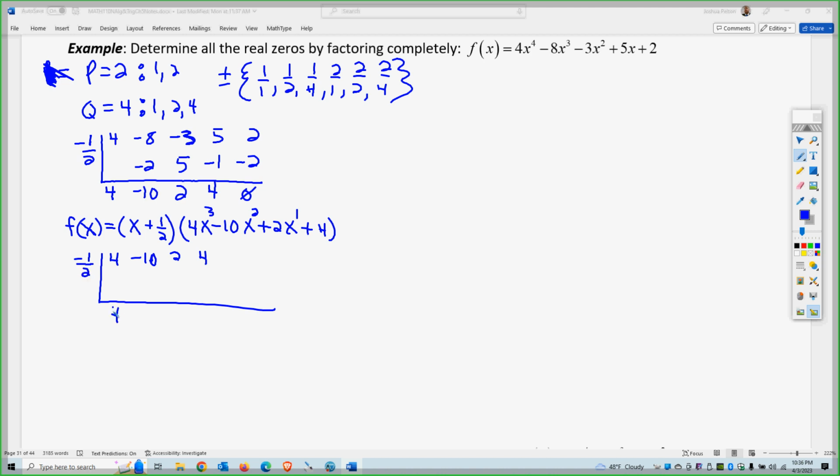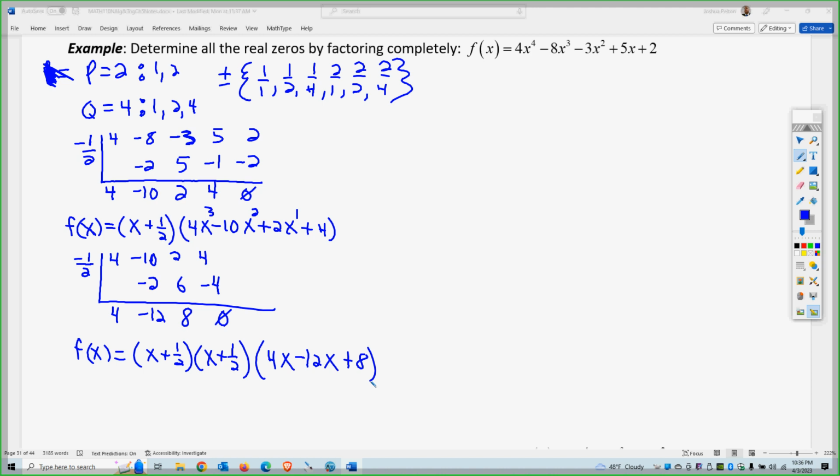So I'm going to add, I'm going to multiply, I'm going to add, I'm going to multiply, I'm going to add, and I'm going to multiply. Oh, look at that. Works out perfectly. All right, so the function is now x plus 1/2, and then another x plus 1/2. So we have multiplicity, essentially. And then 4x^2 minus 12x plus 8.